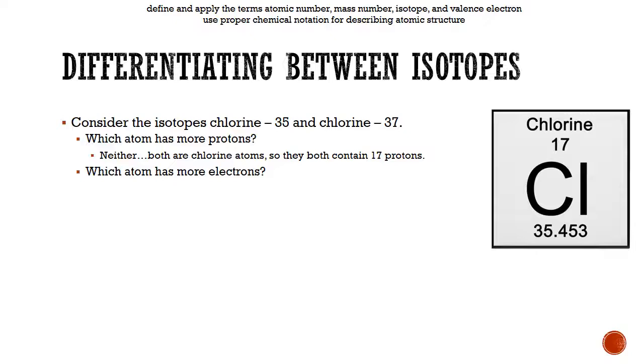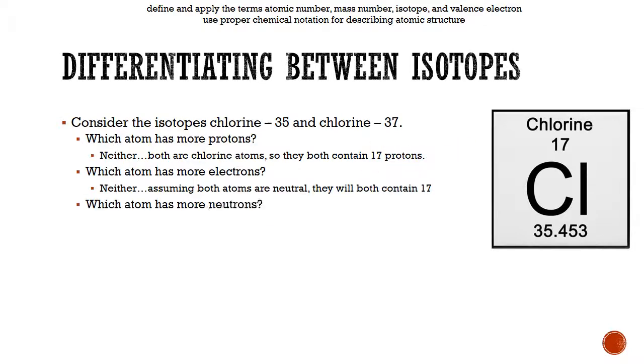Which has more electrons? Again, neither. Assuming both atoms are neutral, they will both contain 17 electrons because those 17 electrons have to cancel the charge of the 17 protons. Which atom has more neutrons? Well, that would be chlorine-37. It's going to have 2 more neutrons than chlorine-35 because its mass number is 2 greater. 37 is 2 more than 35. So the chlorine-37 would actually have 20 neutrons because 17 plus 20 is 37, whereas chlorine-35 would only have 18 neutrons.